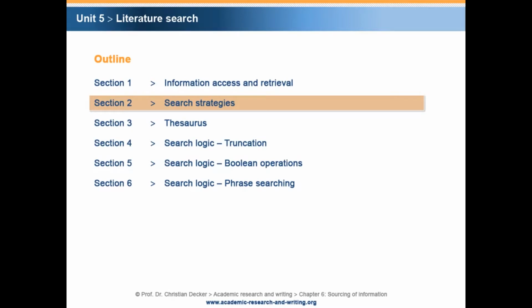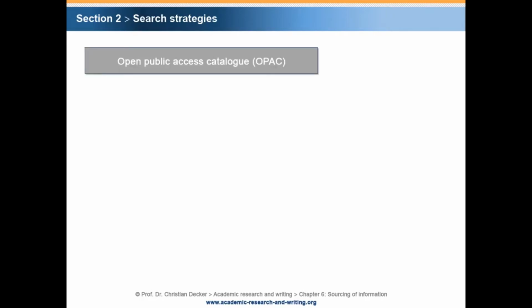Section 2 Search Strategies. The starting point for literature research is a library catalog. The majority of libraries can be accessed via an Open Public Access Catalog, or OPAC for short. As pointed out before, OPACs are web-based, allowing users to search for literature via the internet from remote locations, for example, from home. OPACs use a search logic that allows the use of intelligent search requests.